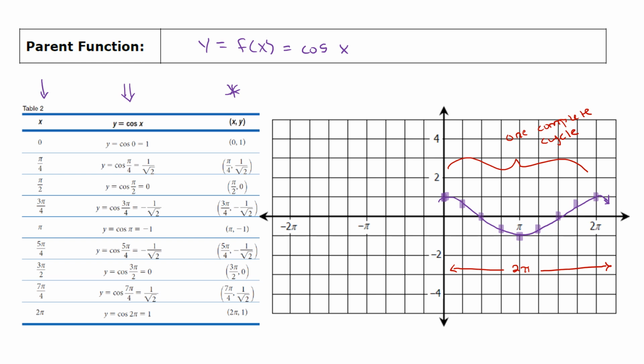Going to negative pi over 4, we'll have 0.7, then 0, then negative 0.7, then negative 1, then negative 0.7, then 0, then 0.7, and then 1. Okay, connecting the dots. All right, and we have our cosine graph.